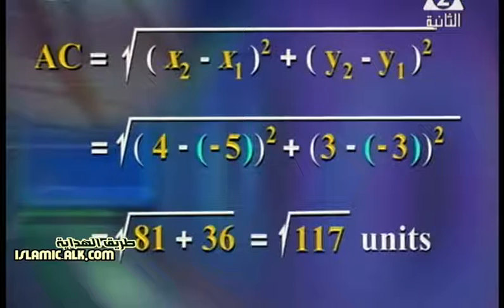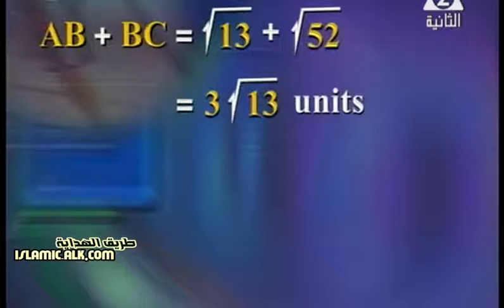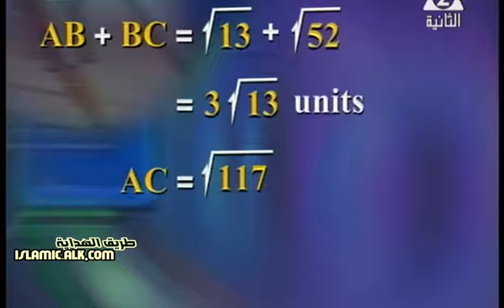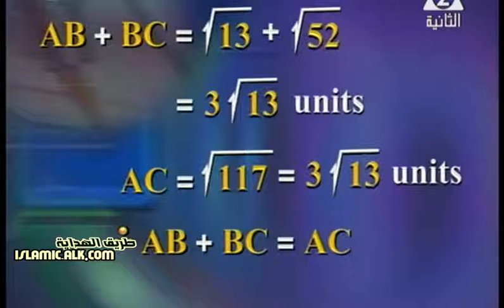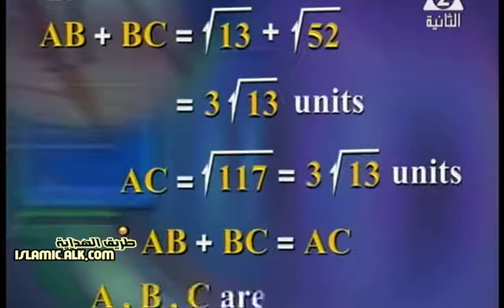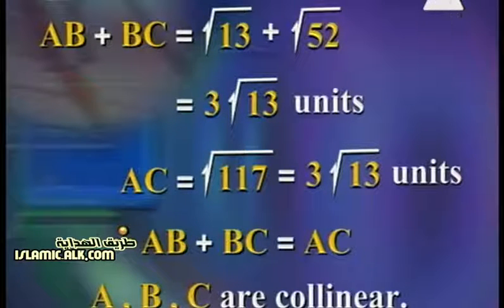Now try to add the smallest two sides, which are AB plus BC. What about AB? Square root 13. Plus, what about BC? Square root 52. So by adding them together, you are going to obtain a result as 3 square root 13 units. This is the sum of the two small sides. Then what about AC? AC equals root 117, which is equal to 3 square root 13 units. Here you are going to notice that AB plus BC equals AC. And this means that A, B, and C are collinear.